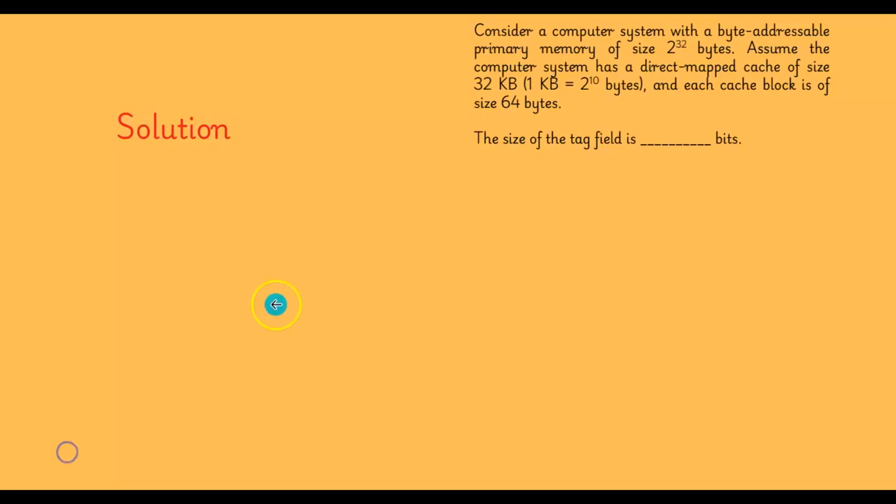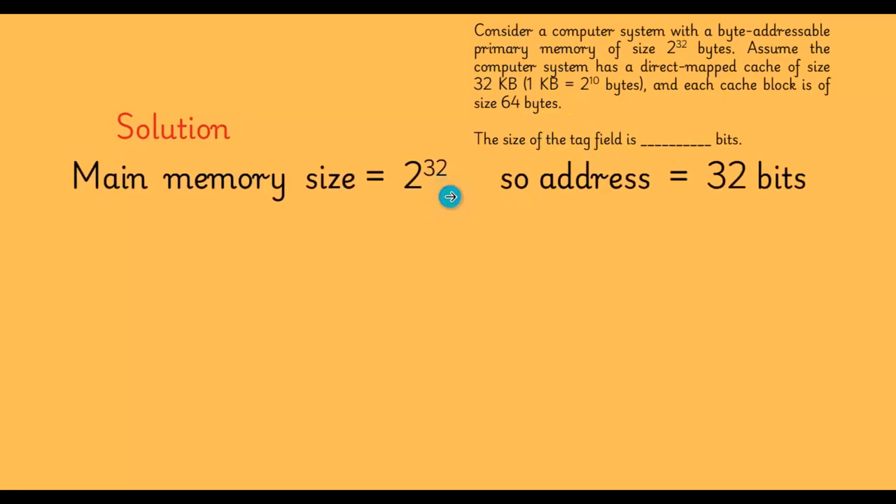Let us try to solve this problem. The main memory size is 2 to the power of 32 bytes. It is given in the problem itself. And the cache memory size is 32 kilobytes, and each cache block is of 64 bytes. Now we have to find the size of the tag field. So let us find the main memory size, that is 2 to the power of 32 bytes. So that means the address length for main memory is 32 bits.